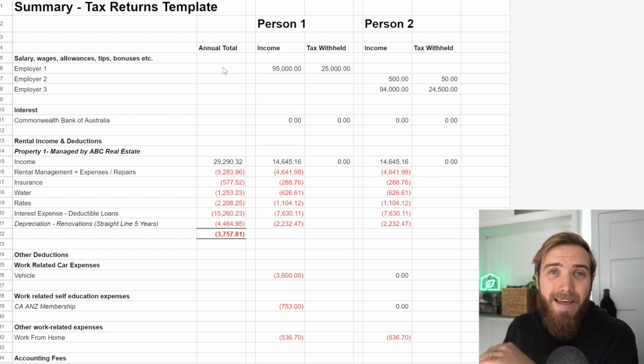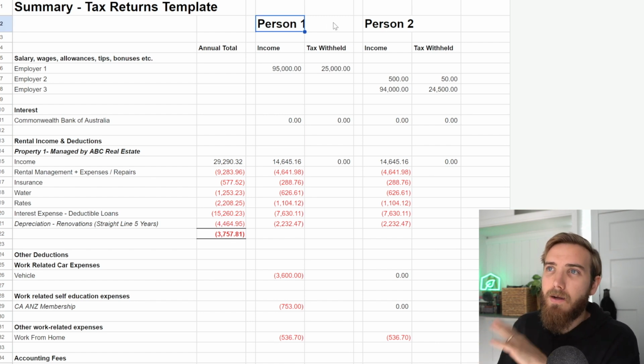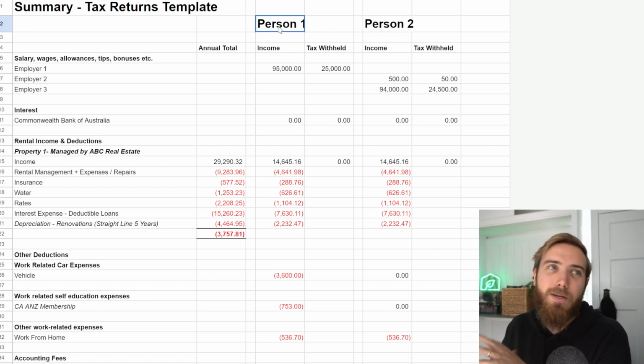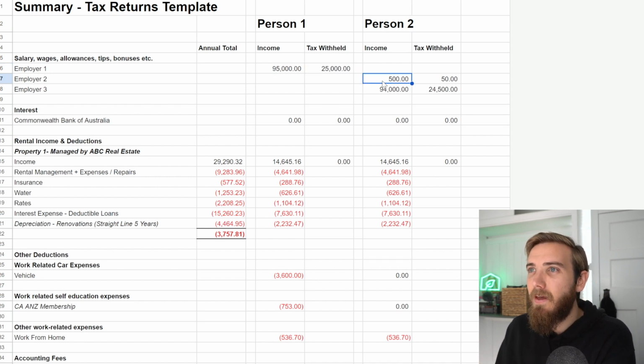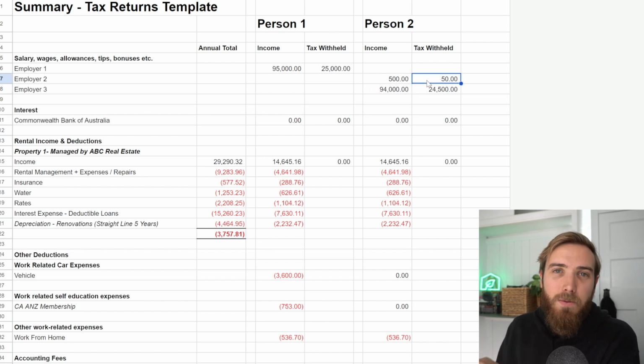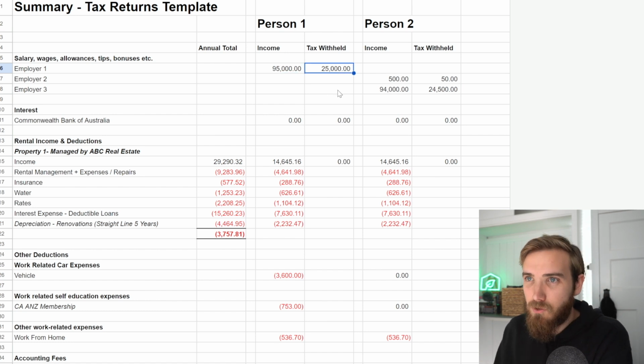The way I like to lay this out for Derek, our accountant, is to list it by individual. So my tax return, then Emily's tax return as person one and person two. Then you need to input your salary. So put in your salary, $95,000, and then put in the amount your employer has withheld and given to the government as PAYG withholding. If you've worked multiple jobs, you can add these multiple jobs and then add the tax withheld for each of those jobs. That gives you a clear salary and expense structure.